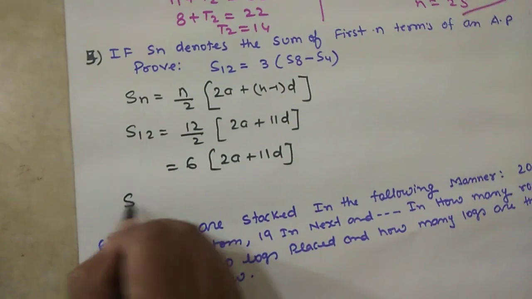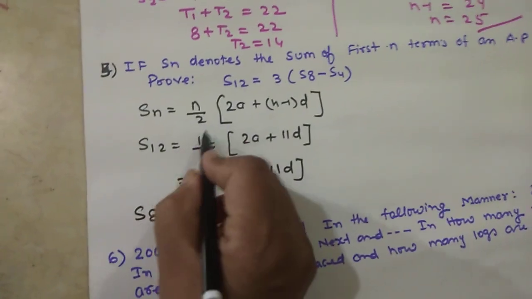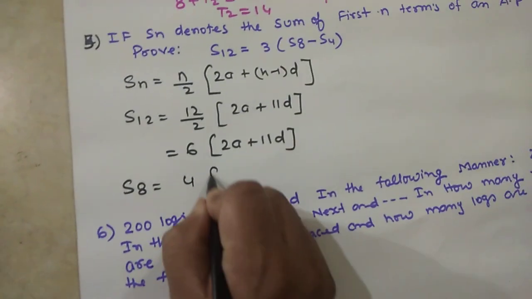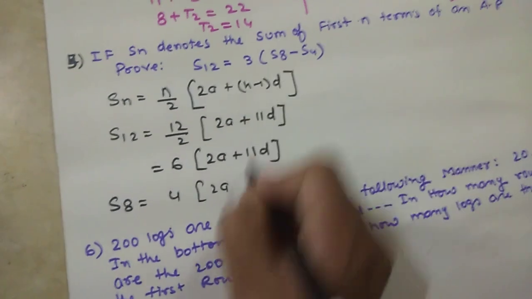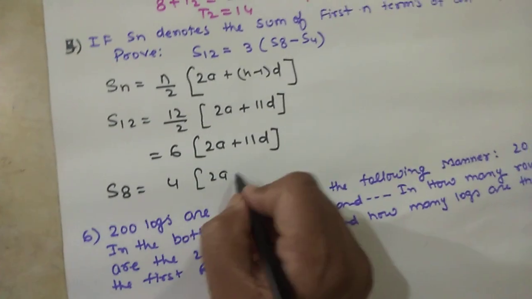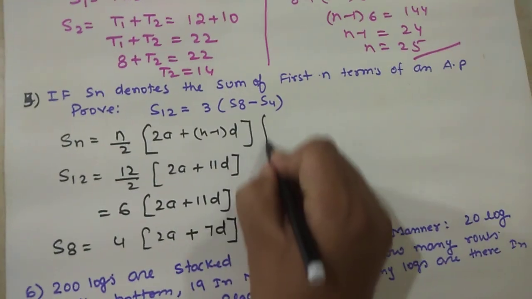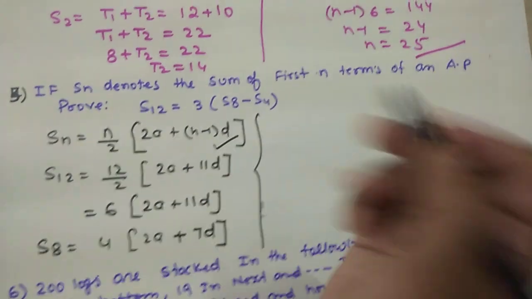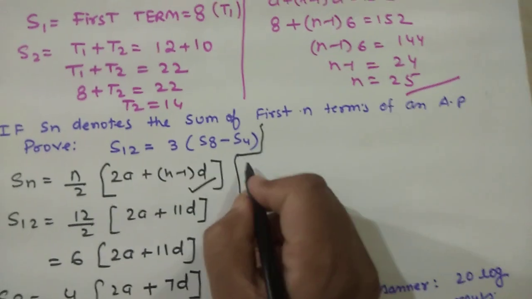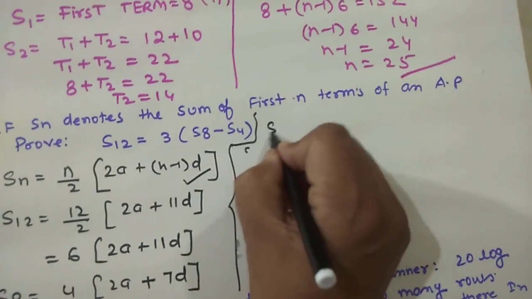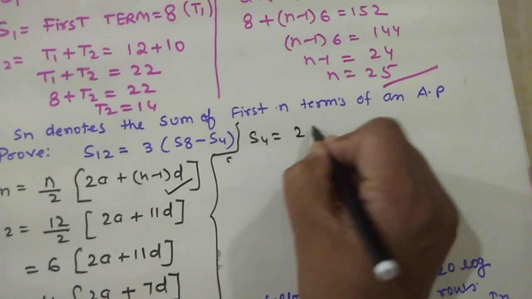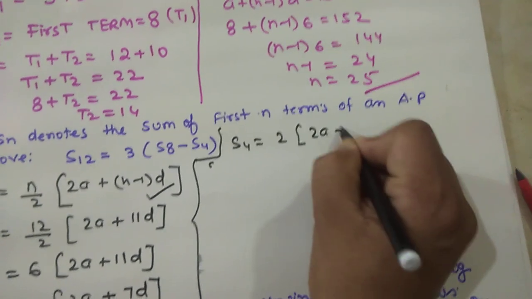Then you write S8. Directly I am writing n by 2, that is 4, 2a plus 8 minus 1, 7d. Then I have already written the formula, no need to repeat it. Then S4. S4 is 4 by 2, 2 times 2a plus 3d.